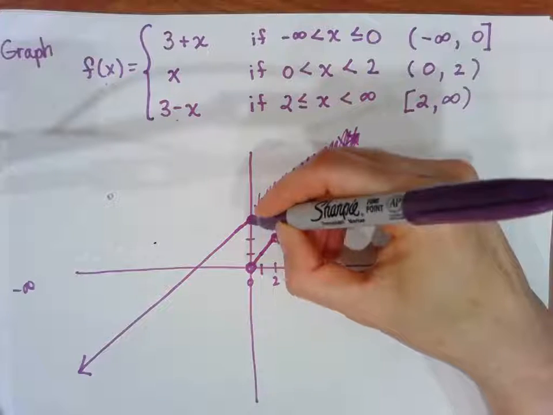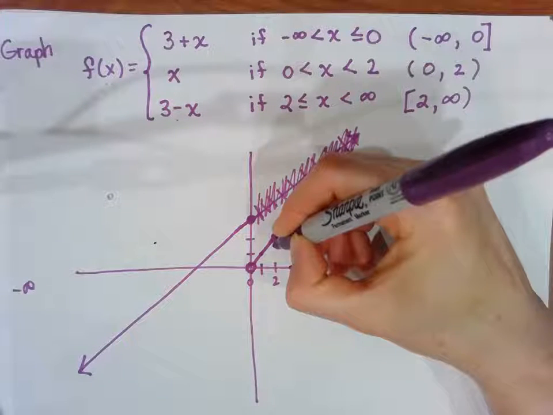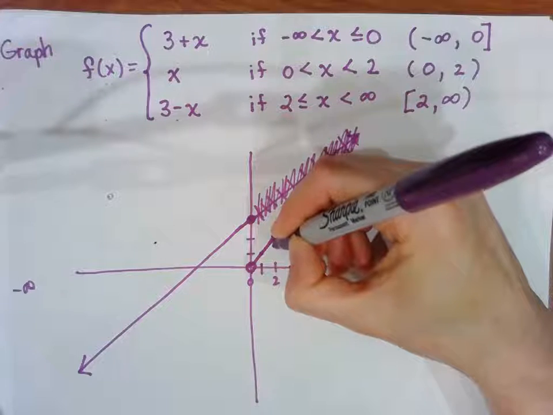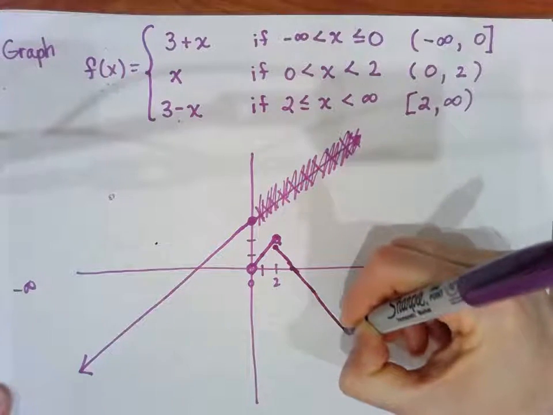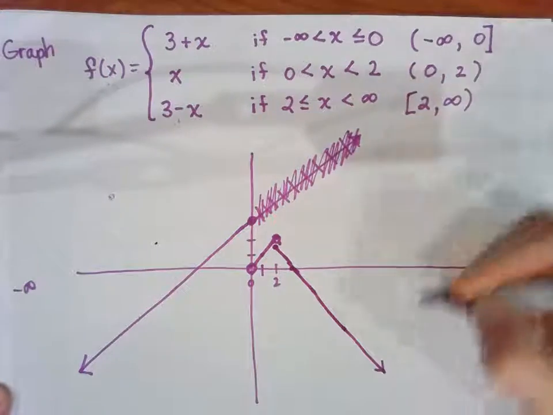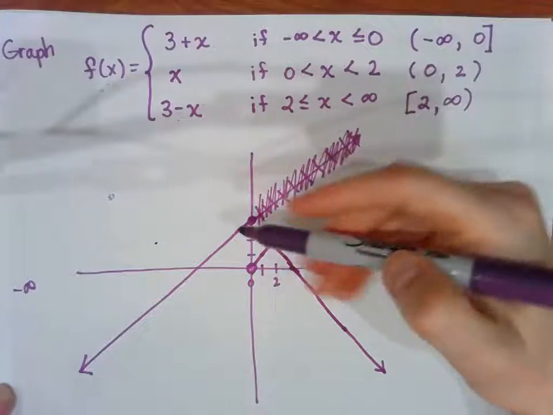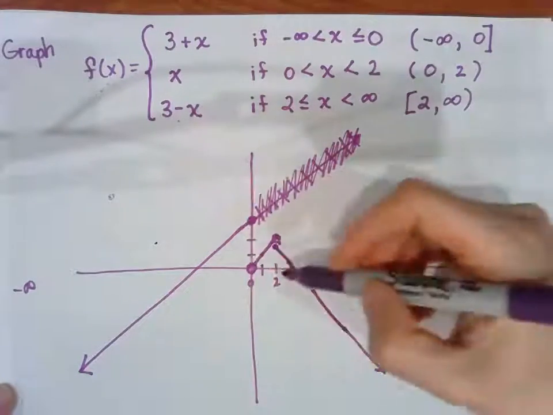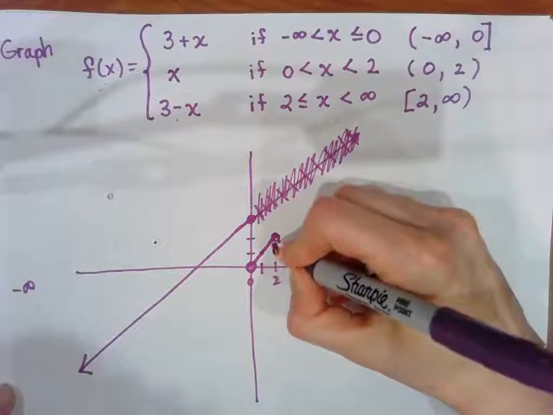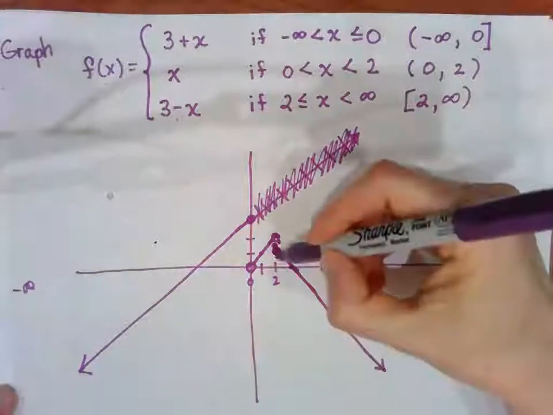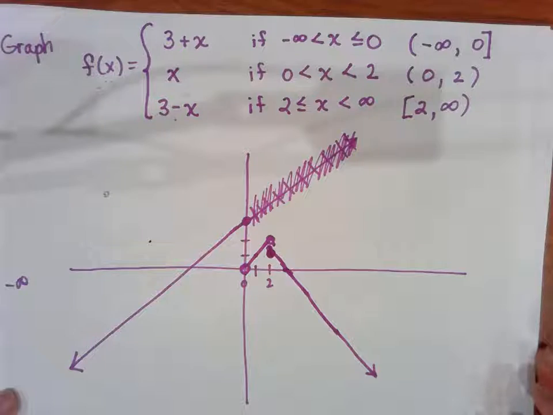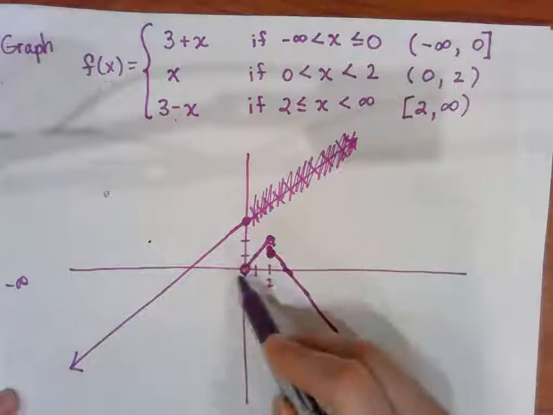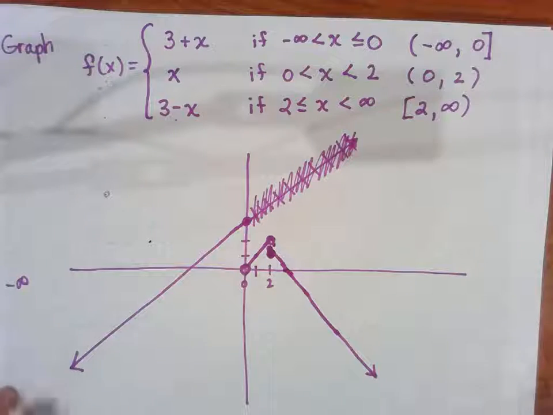And imagine what that would look like in this direction. If we put 2 in there, that would be 3 minus 2, which is 1. I guess I drew this a little bit too tall. So at 2, 1 is where it would start. So again, we've got this piecewise function. We've got 1, 2, 3 different pieces.